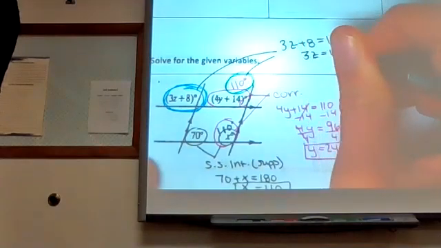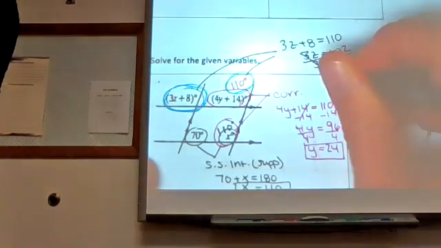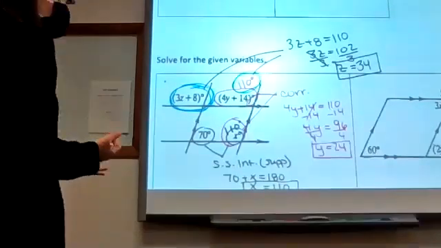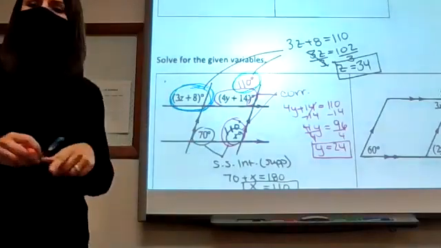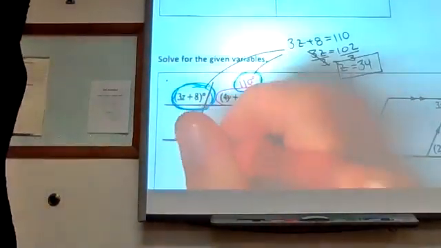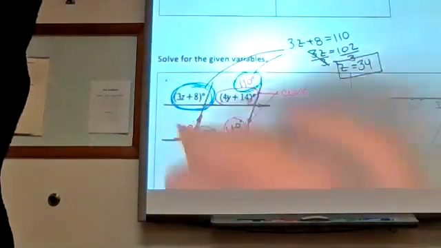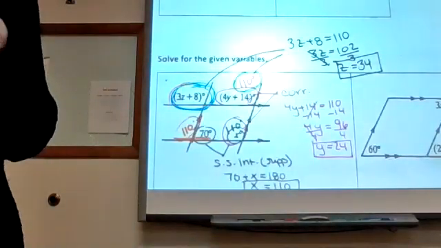3z equals 102. Divide by 3, and what does z equal? 34. Now, I just want to point out, there are other ways that I could have filled this in. Like if I knew this was 70, another thing I could have done is say, well, this creates a line, so this must be 110. And then I could have used this and this together to find z. Like there's other ways to work through it.